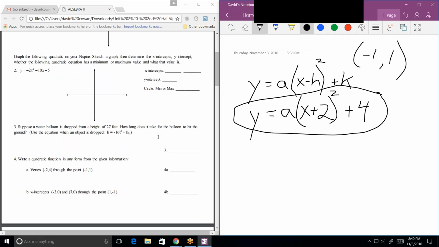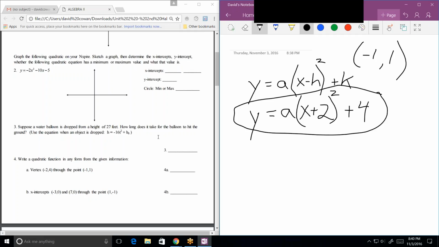We still haven't answered their question yet, though. We still have not written the quadratic function. We need to solve for a. Well, we know it goes through that point. So how can I solve for a? You can plug it in. Plug those coordinates in for y and x. So what's the next line?